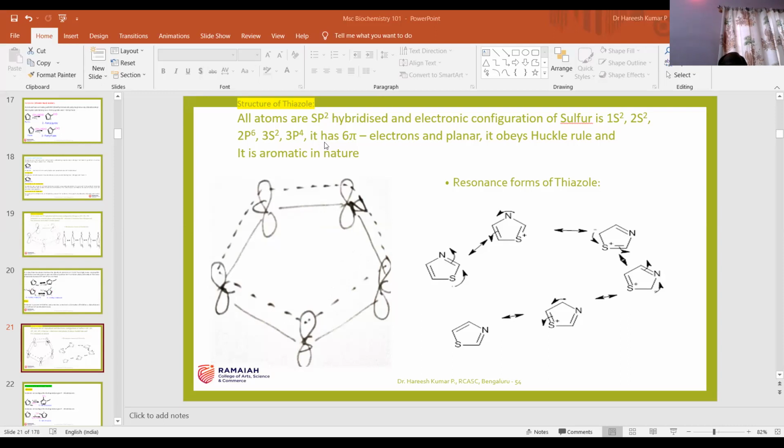In addition to this, you can also write the electronic configuration of nitrogen, electronic configuration of carbon, and you can say that this undergoes sp2 hybridization giving rise to this structure. That's what you can mention. So these are the resonance forms, and I will go for a presentation mode.